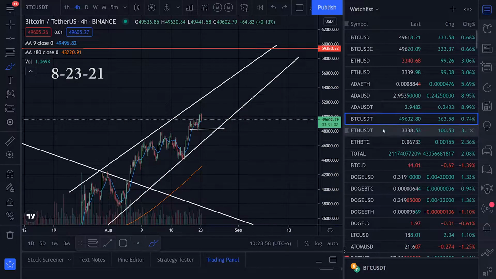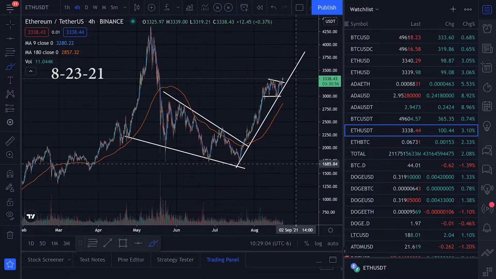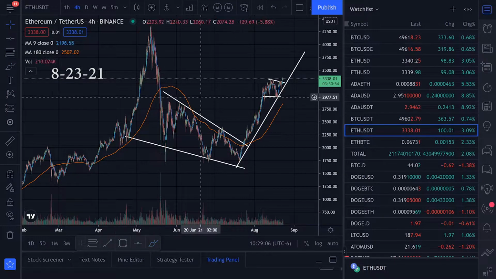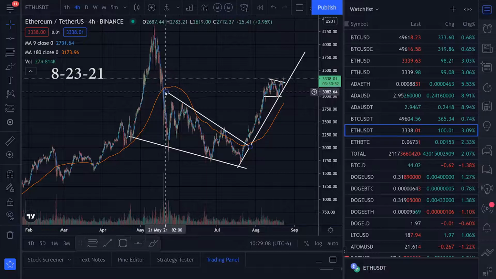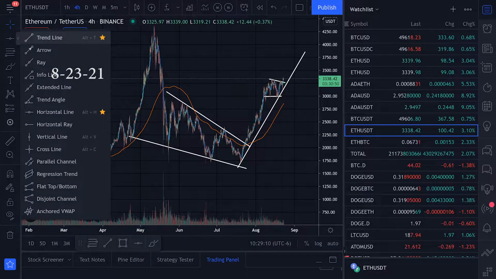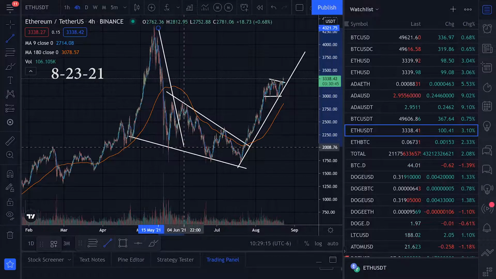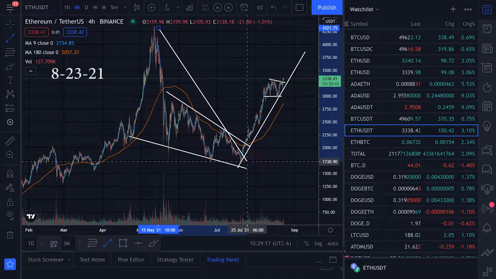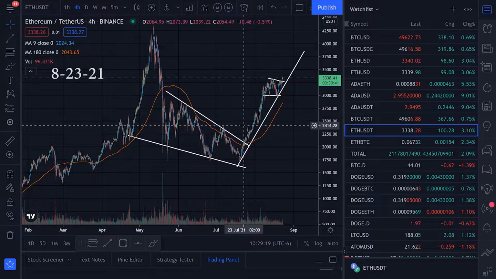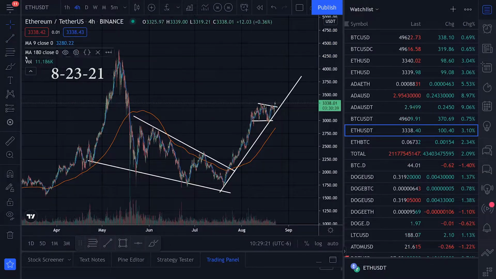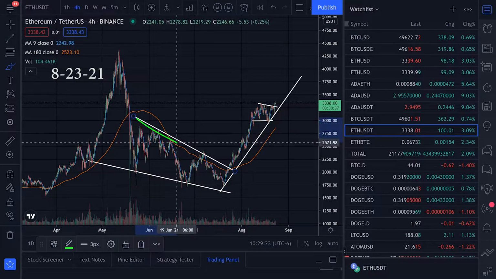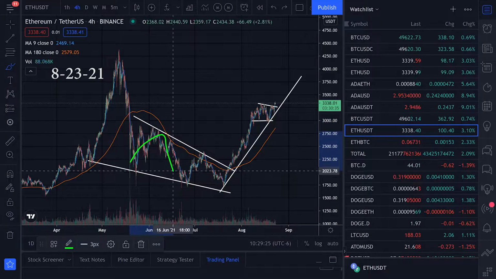Let's take a look at Ethereum real quick. All right, so we have kind of a similar thing going on. I was doing a trend line from here to here, at first it was like this, and then like this, and then like this. So I was thinking maybe we should not pay attention to that one and look more at this one. We had this channel going down like this.